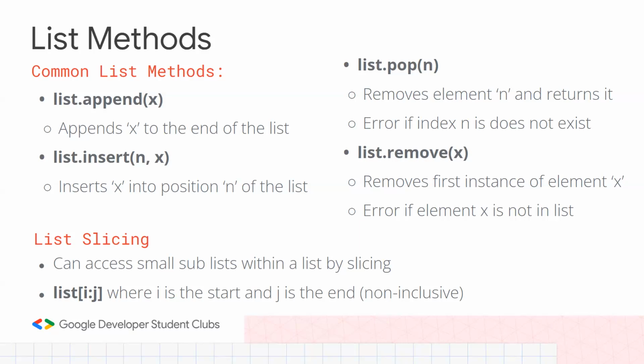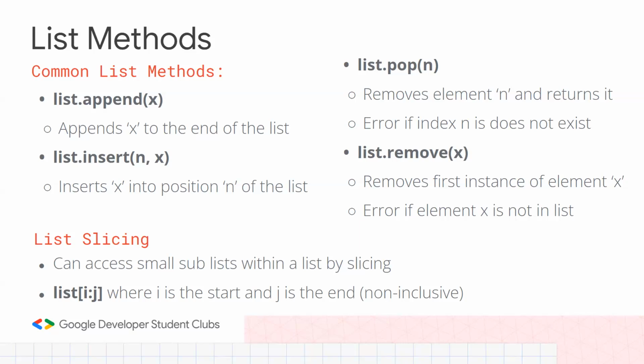And lastly, you have list.remove x, which removes the first instance of the element x. Again, it gives an error if the element x is not in the list. So say you have a long list with multiple x's. It's going to search through the list and remove just the first occurrence of the element x. It's not going to remove all the x's. That's one thing to note.